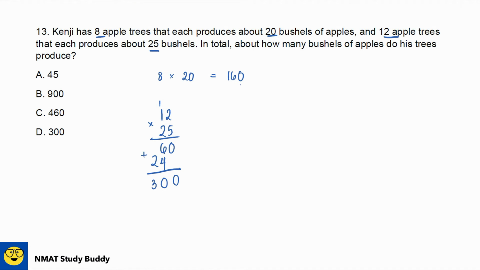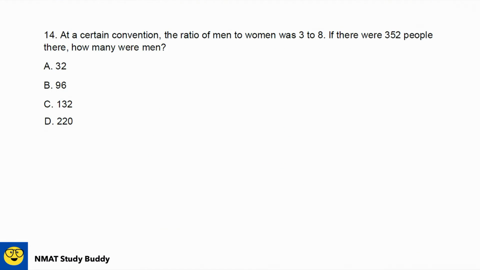And then, since meron na tayong 160 and 300 bushels kada tree, so i-add lang natin sila para makuha natin yung total. So, 160 plus 300. So, the final answer is 460 bushels of apples. So, letter C.